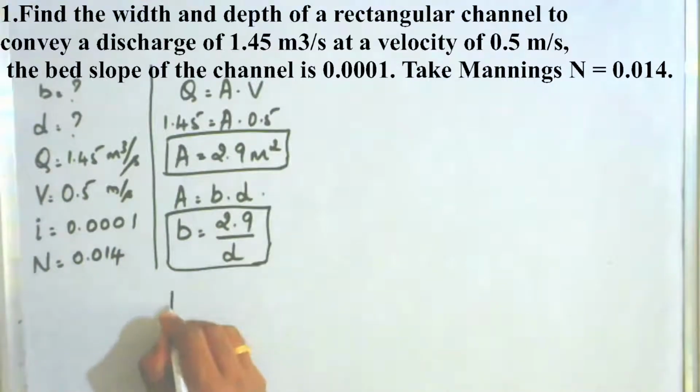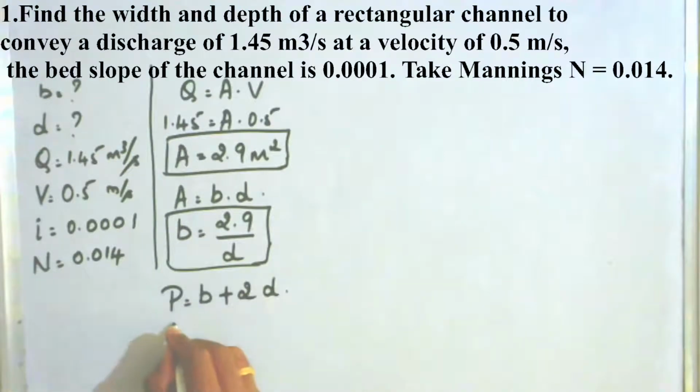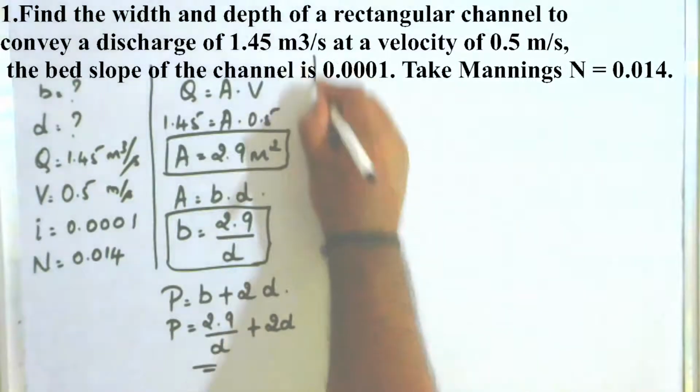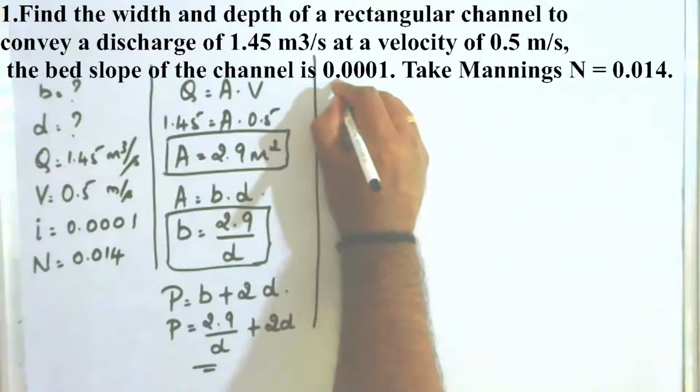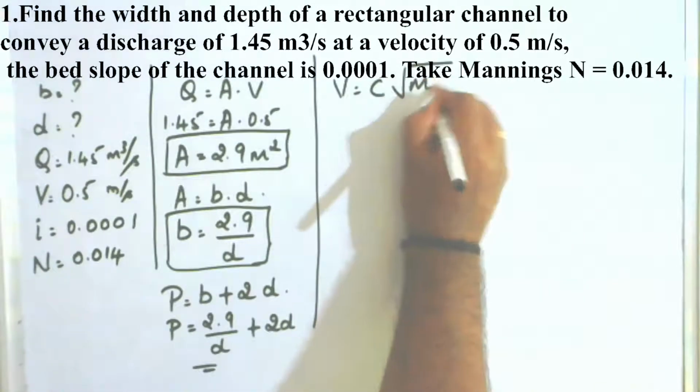Next I'll write the wetted perimeter, which is equal to B plus 2 times D. Therefore wetted perimeter is equal to B, which is 2.9 divided by D, plus 2 times the depth. Now, keeping this wetted perimeter and the area on one side, let me write the velocity formula. Velocity V is equal to C into root of m into I.